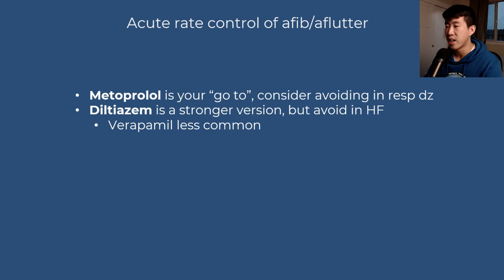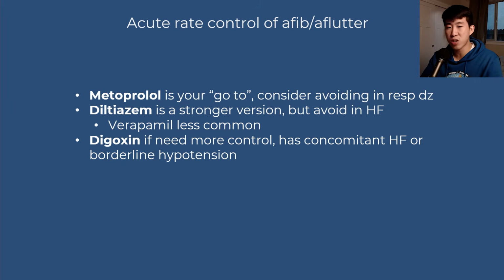it in heart failure. Verapamil is also an option, but it's less common because it has more negative inotropy than diltiazem and more effects on blood pressure. So in my opinion, I don't really see this very often, and I would not really favor using verapamil very much. It also has toxicity with digoxin, so that's another reason not to use verapamil.